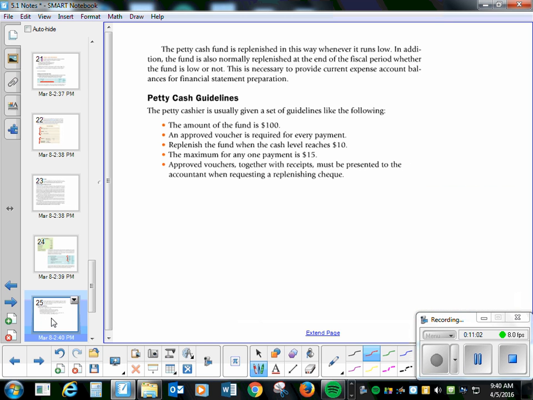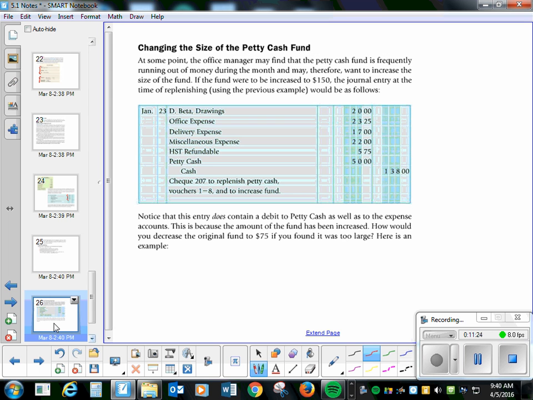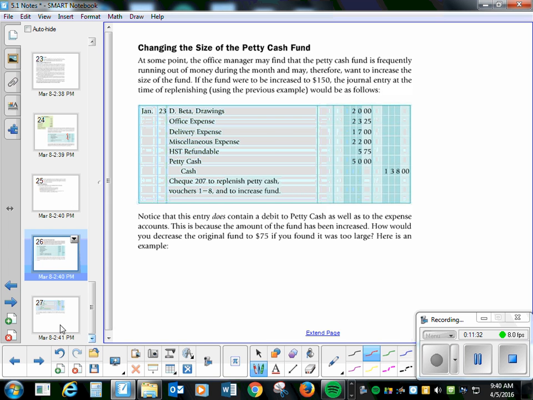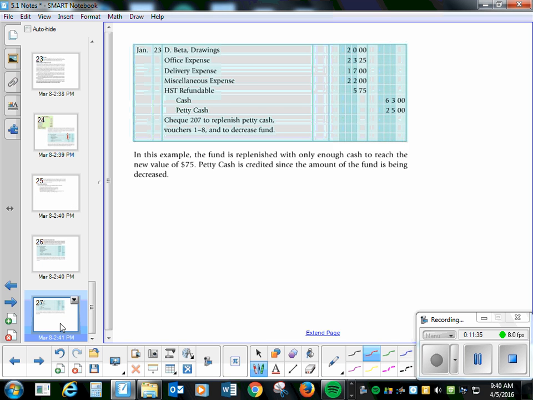And the petty cash guidelines here: the amount of the fund is $100 and approved vouchers are required for repayment. Replenish the fund when the cash level reaches $10 or lower. The maximum for any one payment is $15. Anything over $15, this company would write a check. And approved vouchers together with receipts must be presented to the accountant when requesting a replenishing check. Sometimes you want to change the size of the petty cash fund, which can be done really easily as well, as long as it's recorded. And here's another example as well. Okay, so you can see that cash is really, really important, and we need to make sure that we're following all of the steps to make sure that nothing goes missing.